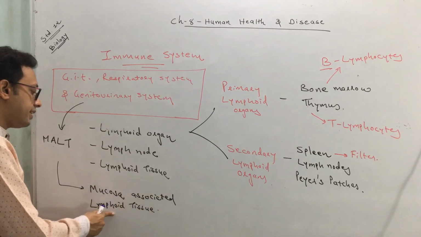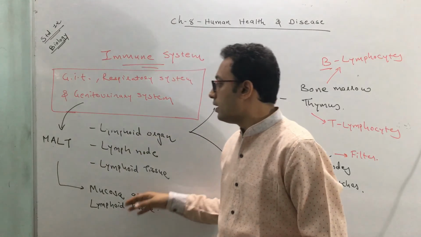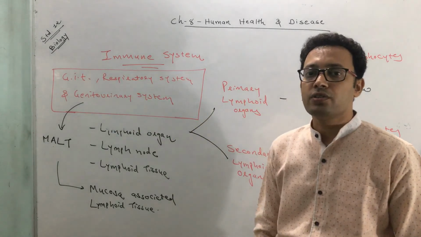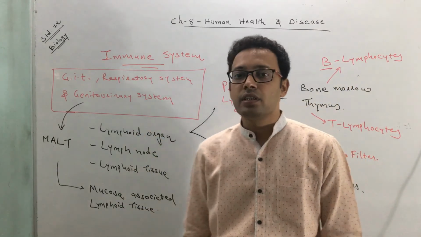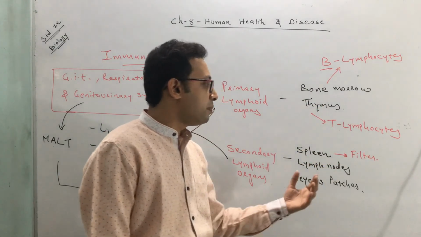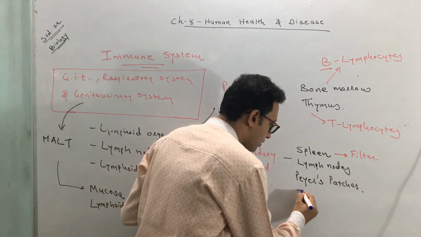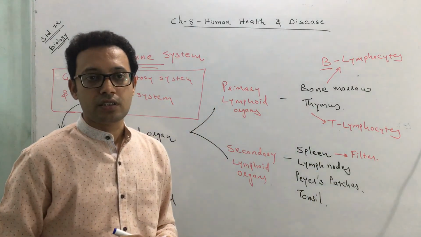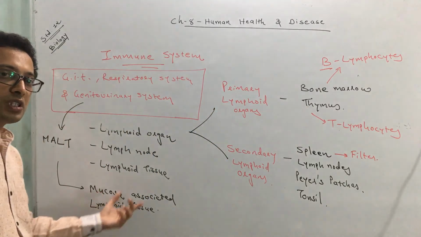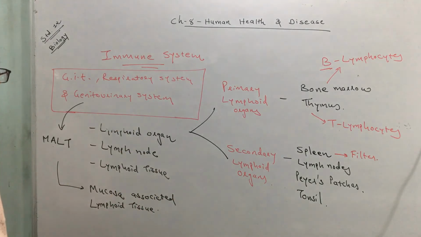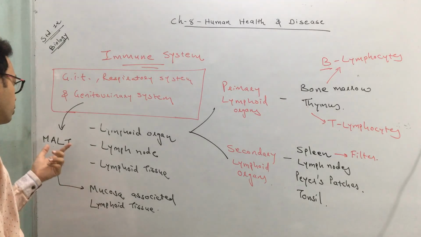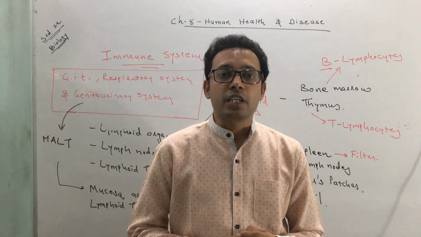Okay, mucosa associated lymphoid tissue makes up 50% of the lymphoid tissues in our body. And where is it found? It is found in the mucosa of the gastrointestinal system, respiratory system and genitourinary system. Okay, so that's all about the immune system in our body. The primary lymphoid organs are bone marrow and thymus. Secondary lymphoid organs are spleen, tonsils, lymph nodes, Peyer's patches. Peyer's patches are found in the intestine and appendix. And the most abundant lymphoid tissue is MALT, mucosa associated lymphoid tissue, which forms 50% of the mass of all lymphoid tissues, found in the mucosa of the gastrointestinal tract, respiratory system and genitourinary system.